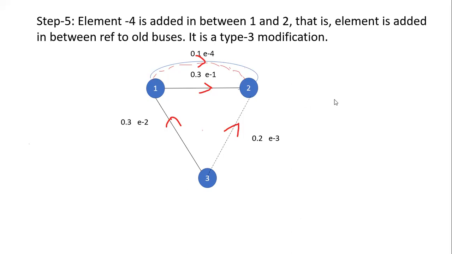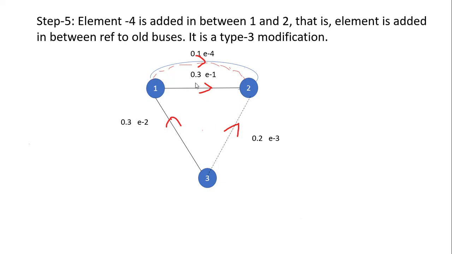Then we identify which type of modification applies for adding that element: in between the reference bus and a new bus, or in between the reference bus and an old bus, or in between two old buses. Then we identify which type of modification it is, and what the formula is for that modification in the Z-bus building algorithm. Then finally we will add all the elements.